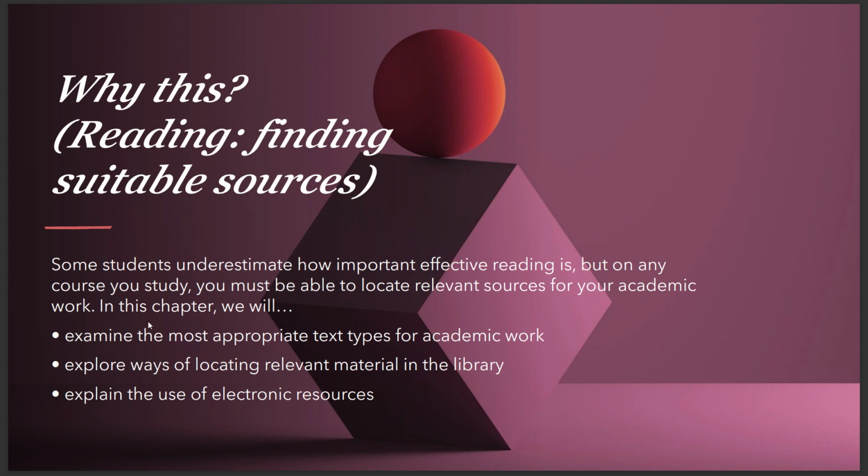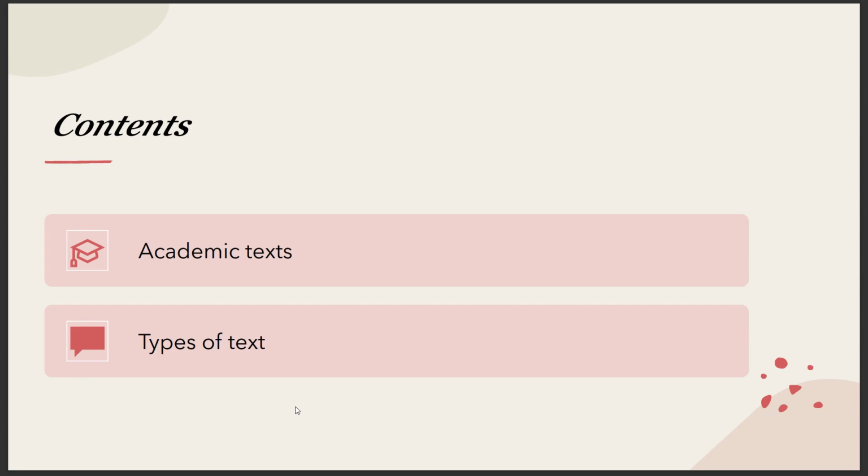Now, in this chapter, we will talk about these three things. First, we will examine the most appropriate text types for academic work. Second, we will explore ways of locating relevant material in the library. And the last one, we will explain the use of electronic resources. The sections of today's video are divided into two different sections. Number one is academic texts. We will talk about this, and of course you have to do some exercise. And the other one is types of text, which is more of just getting the idea type of thing.